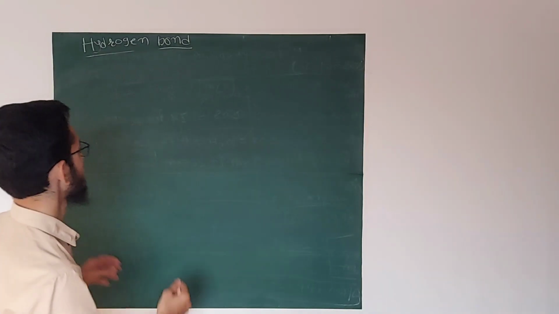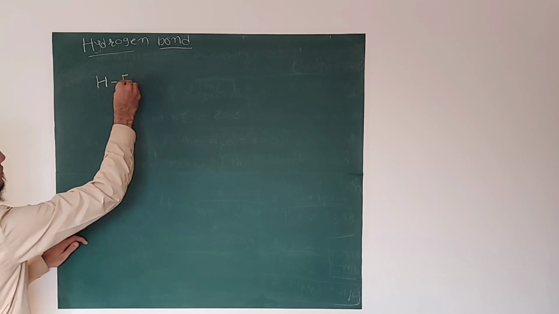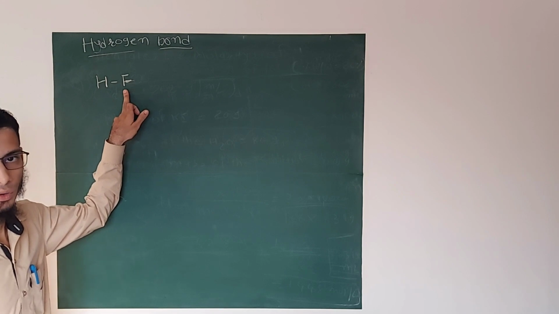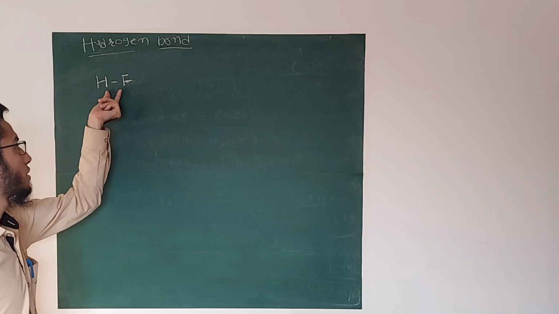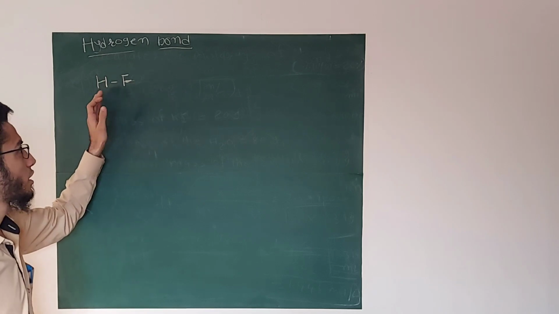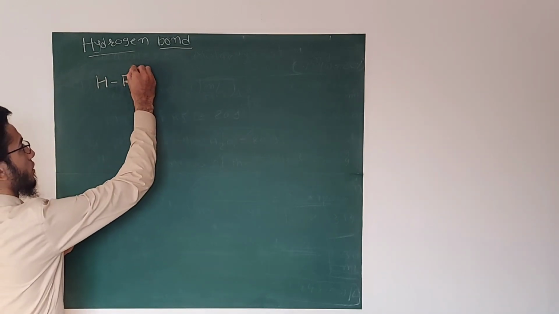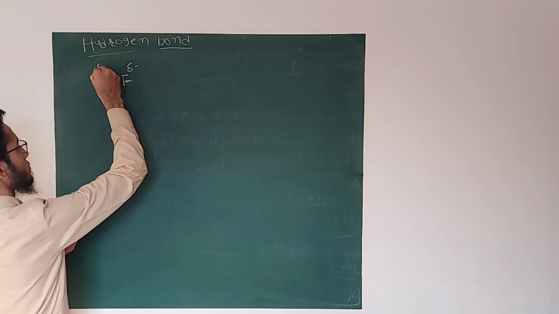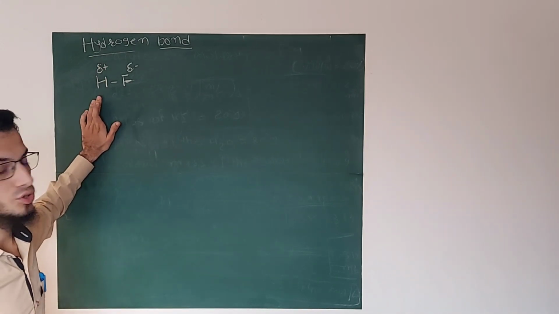So let's take an example. Here you can see that this is the electronegative atom fluorine. The fluorine has a partial negative charge. Why? Due to these bonding electrons, the electron cloud of the bond will be more attracted towards the fluorine. So the fluorine has a partial negative charge, and the hydrogen has a partial positive charge.